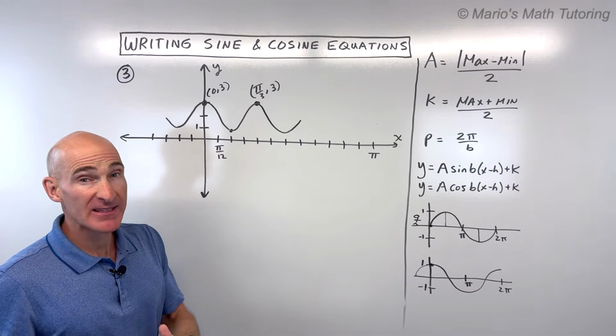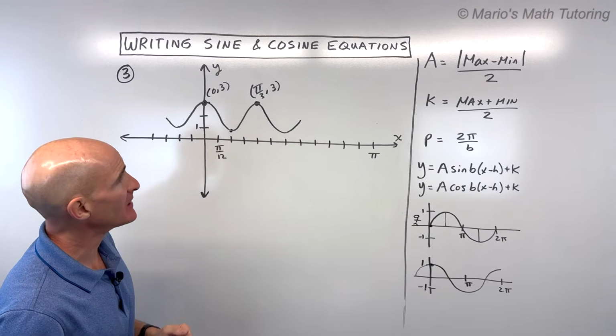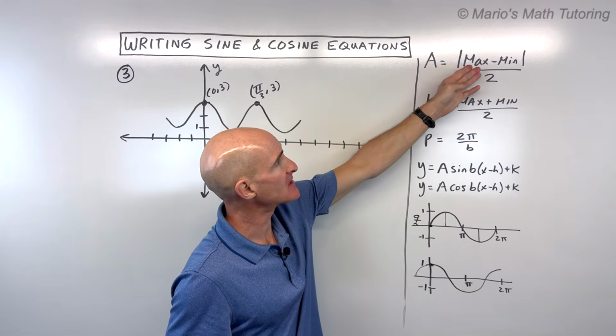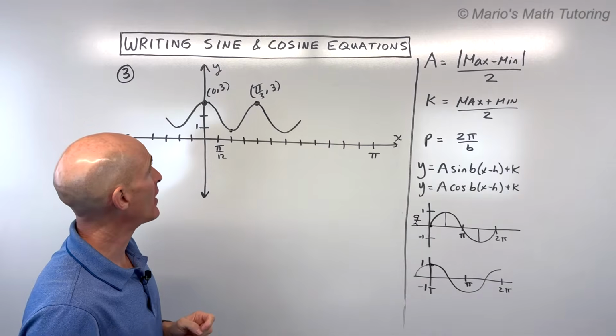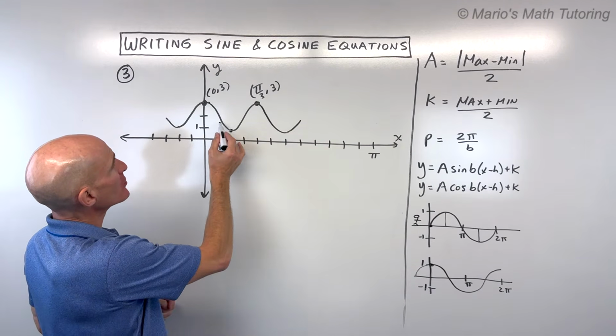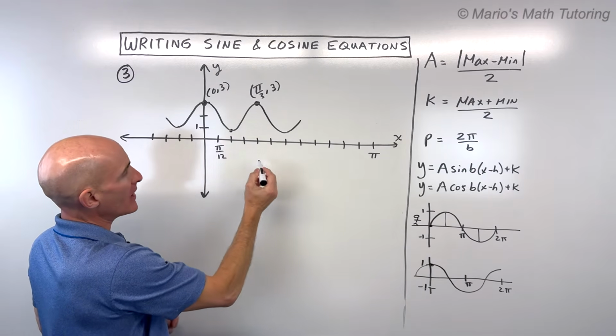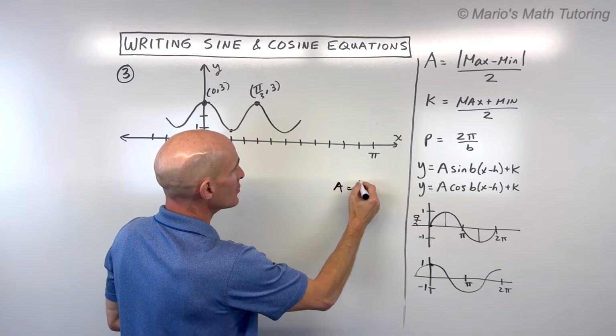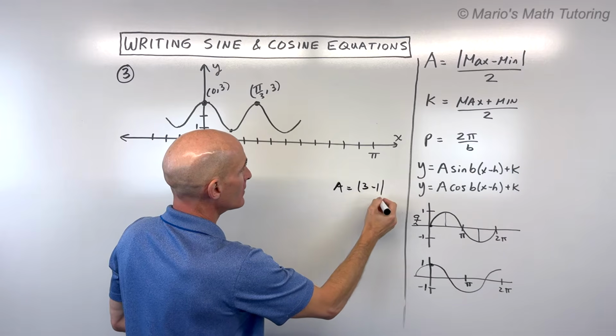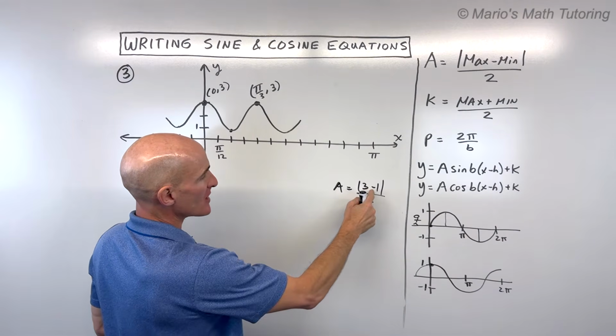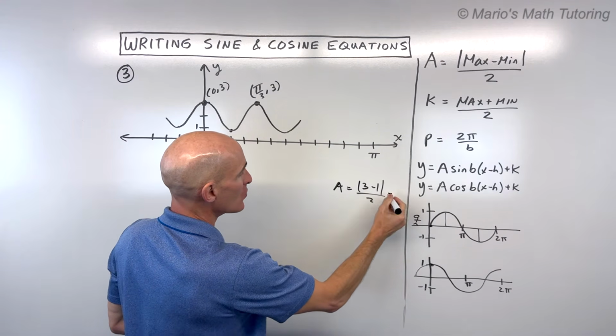Well, let's follow that same process again. Let's go ahead and find the amplitude first. We're going to take the max minus the min, take the absolute value, and divide by 2. Here it looks like the max, the high point, is at 3, and the low is at 1. So we're going to say a equals 3 minus 1, absolute value, divided by 2. That's going to be 2, divided by 2 is 1.